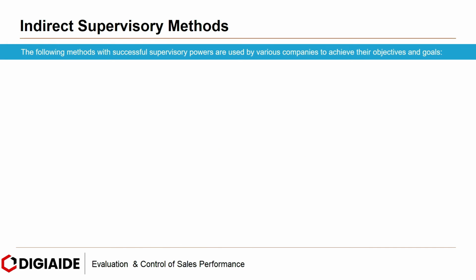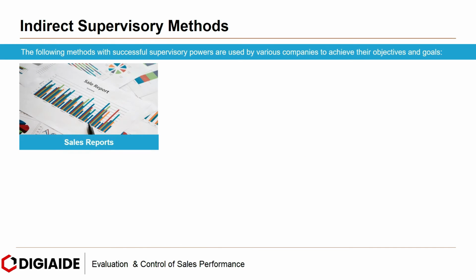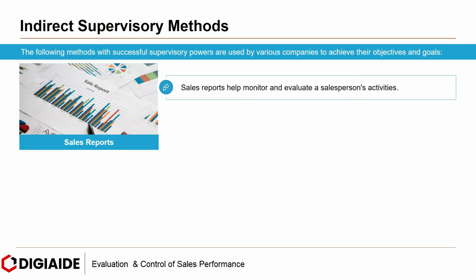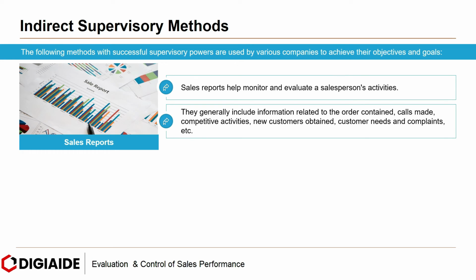Moving on to the indirect supervisory methods. The first being sales report. Sales reports help monitor and evaluate a salesperson's activities. They generally include information related to the orders obtained, calls made, competitive activities, new customers obtained, customer needs and complaints.